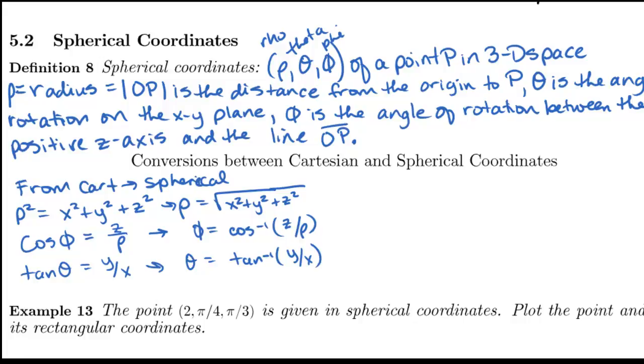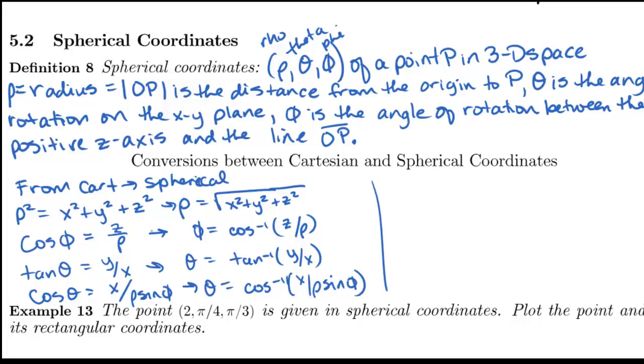The other way, again, like I said, if you wanted to, is to think of this as cosine of theta is equal to x over rho sine of phi. So if you solve it that way, theta could also be thought of as cosine inverse of x over rho sine phi. So that's how we convert from Cartesian to spherical.